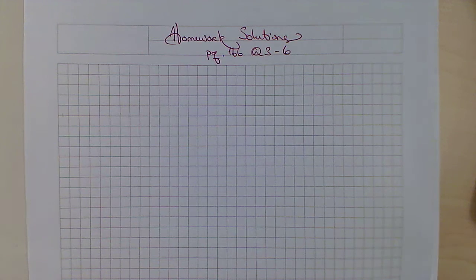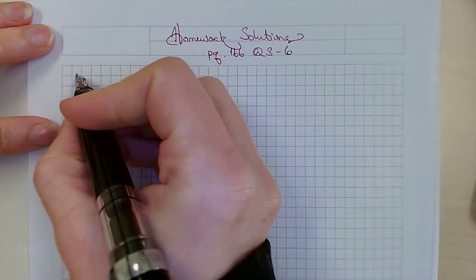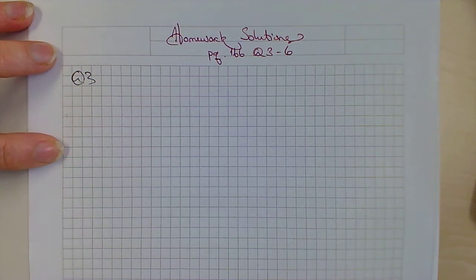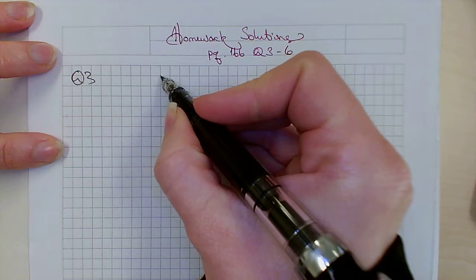So let's look through the solutions of the 4 questions that you had for homework on Monday. They were all word problems given with no diagrams. So one of the first things I would recommend doing with problems like this is to start by sketching a diagram. Now, in question 3, we're told that the height of a triangle is 5 centimeters less than its base.